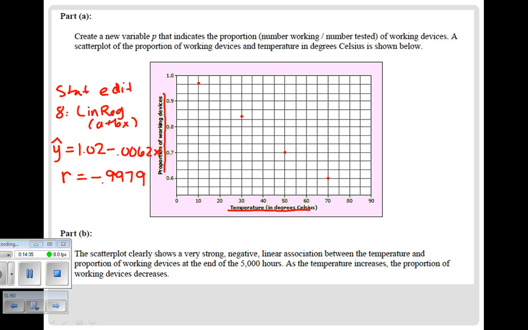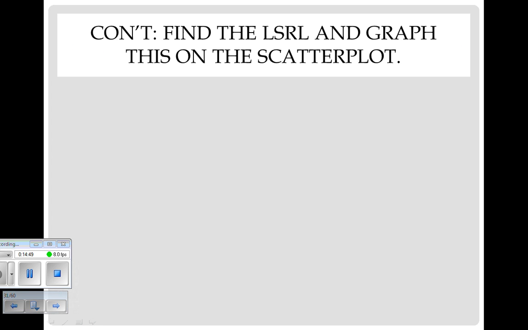If you didn't get an r value, it's because you didn't turn your diagnostics on at the beginning of the module. And just call or email me if you still need help with that. So this r value is very close to -1, which again shows me the strength. Okay?